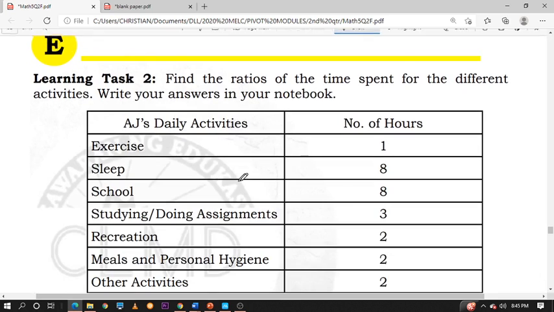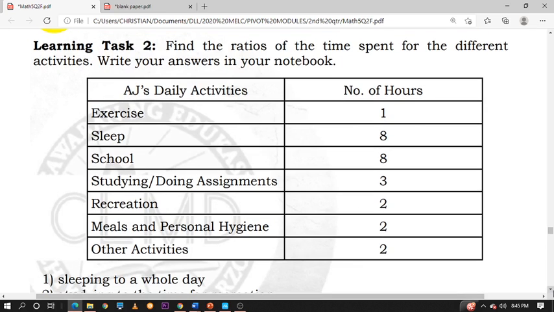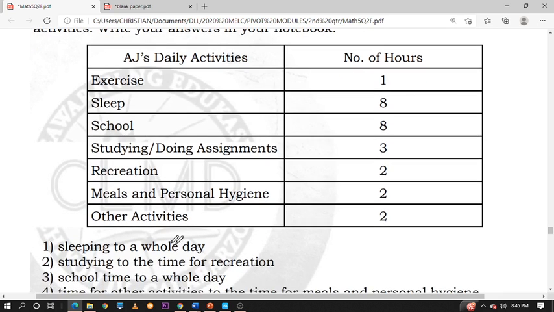Next is for the learning task 2. Find the ratios of the time spent for the different activities. Ito yung activities ni AJ. So, exercise, sleep, school, studying or doing assignments, recreation, meals, and personal hygiene, and other activities. So what is the ratio of sleeping to a whole day? Okay, so sleeping. So that is 8 is to ilan bang hours ang whole day? So that is 24.